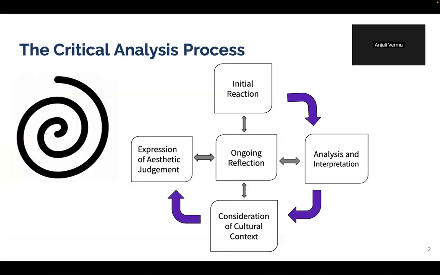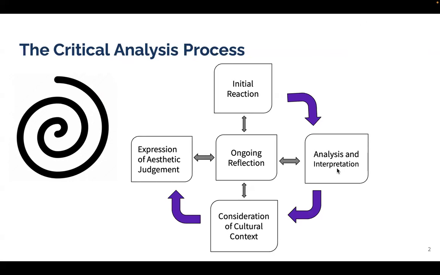So we're going to use a critical analysis process, which looks like this. We start with the initial reaction, move on to the analysis and interpretation, and then we consider the cultural context. And then finally, but not really always finally, we have expression of aesthetic judgment. The reason why I was a little iffy on that is because there is encouraged to be ongoing reflection. The gray arrows show that ongoing reflection should be happening between several steps, as well as after we are done initially looking through this process, and continue to apply what we learned to other artwork in the future.